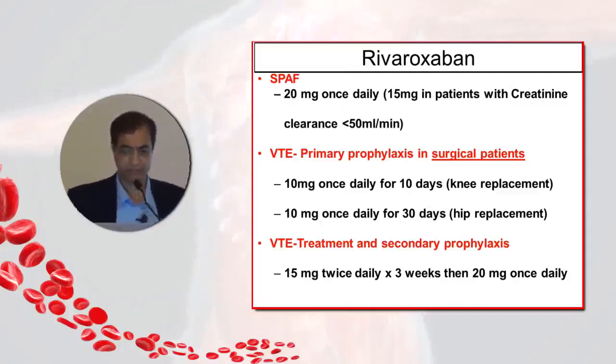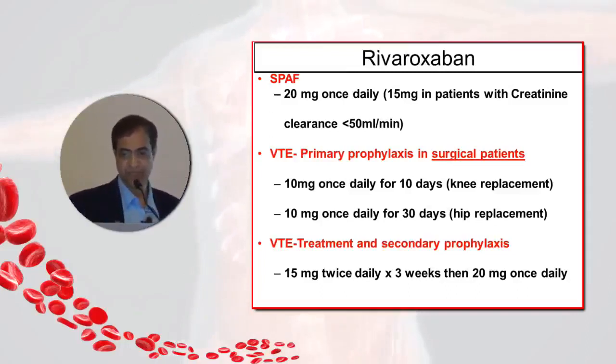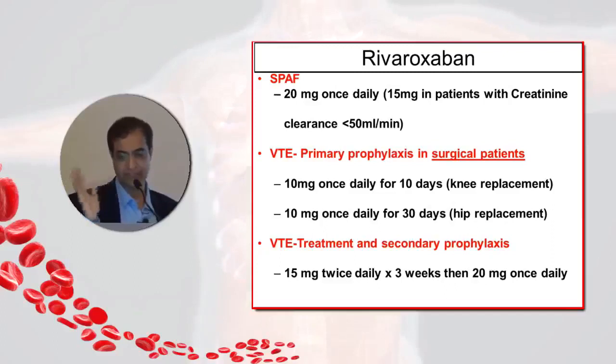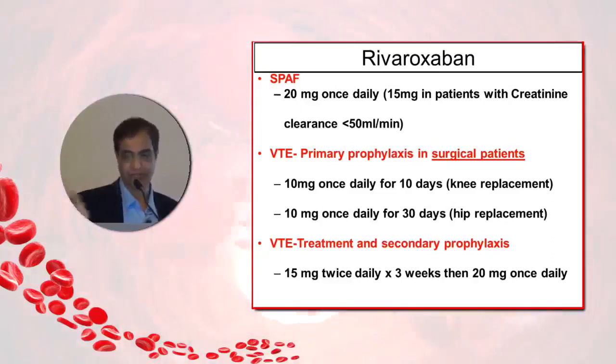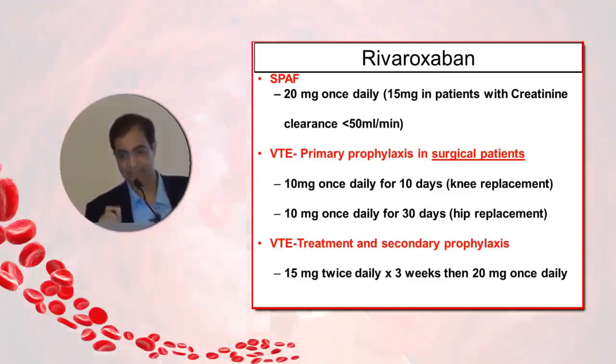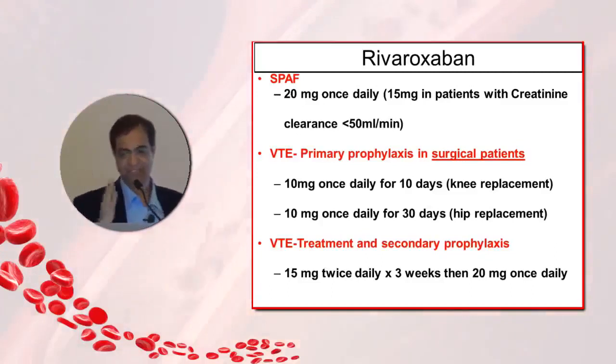Rivaroxaban, again, for stroke prevention in atrial fibrillation, that's the first indication, 20 milligrams once daily. And this 20 milligram once daily is the ballpark dose, as 150 milligram twice daily is the ballpark dose for Dabigatran. 15 milligram in patients with creatinine clearance less than 50 ml per minute. So if you have a renal dysfunction, you worry about the dose.